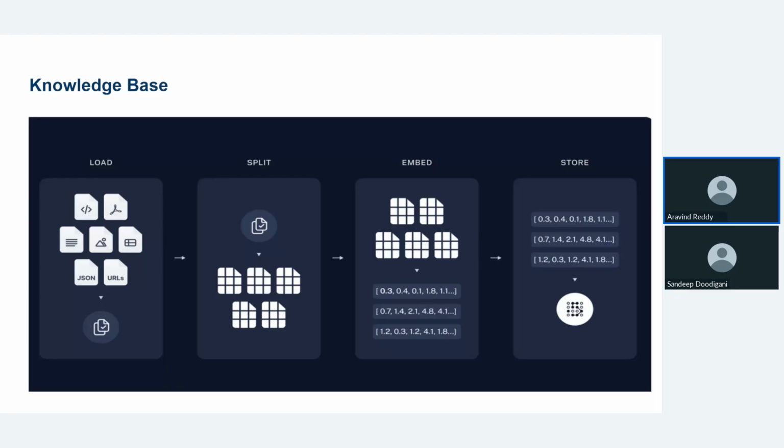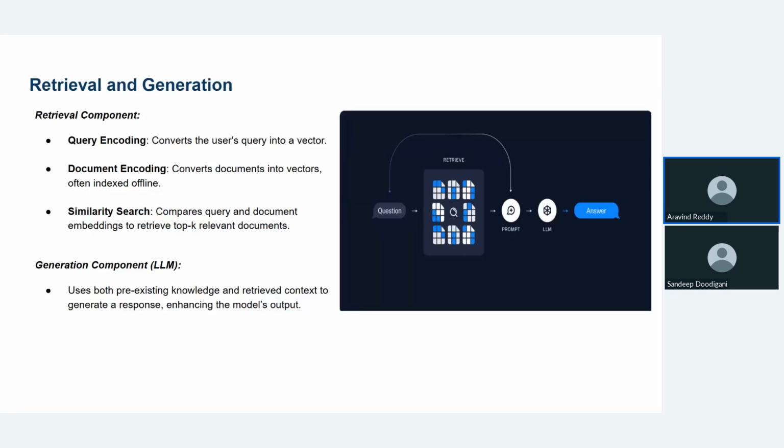First, it will split the data. For example, we took text data, so it will split the data into different chunks. After that, it will start embedding and it will store that information in the knowledge base. Okay. So next, retrieval and generation components.